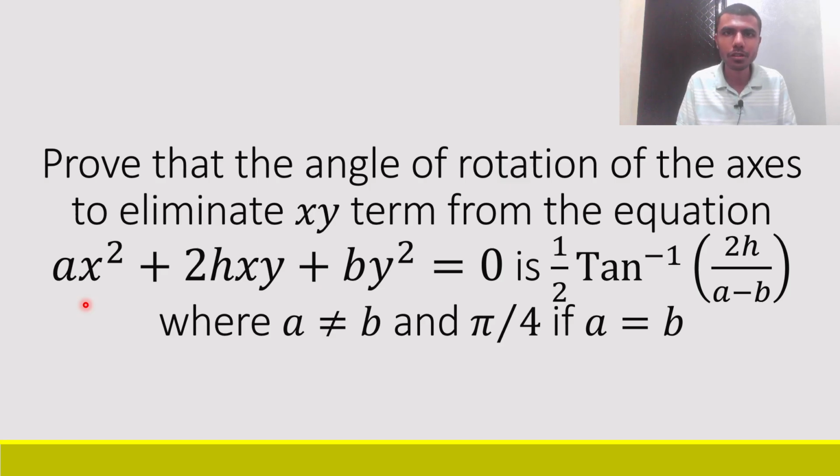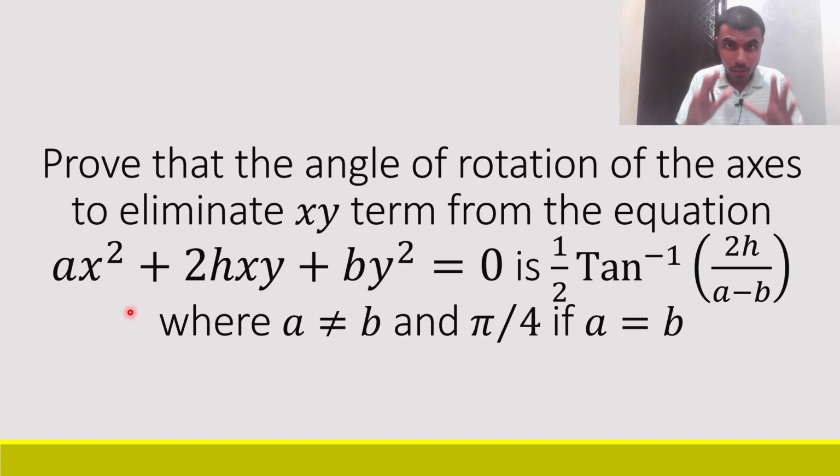Now let us see how to solve this given question. Here we have to show that the angle of rotation of the axis to eliminate the xy term from this equation is half tan inverse this when a is not equal to b, and is pi by 4 if a is equal to b. This is going to be a little lengthy and you have to pay attention, otherwise you might miss it. Kasta jagrataga vinandi. I'm going to use a little bit of Telugu in between as per the request of the audience.